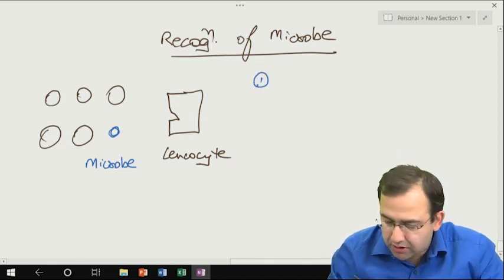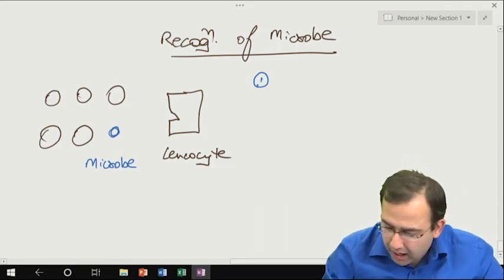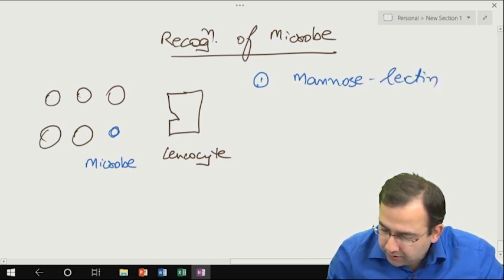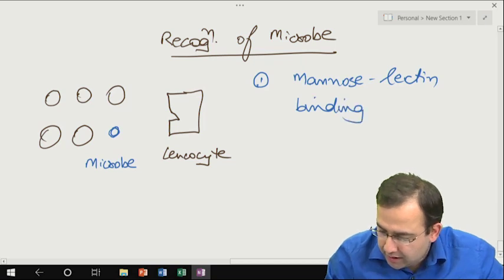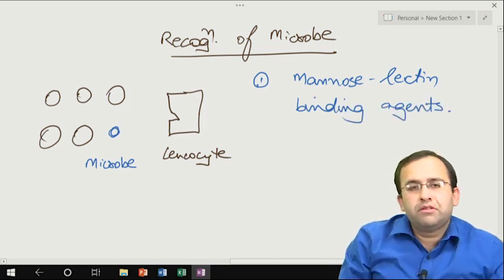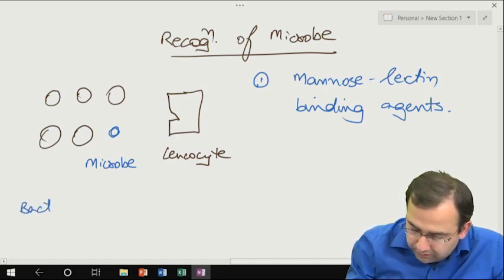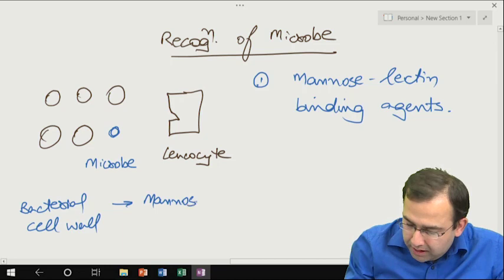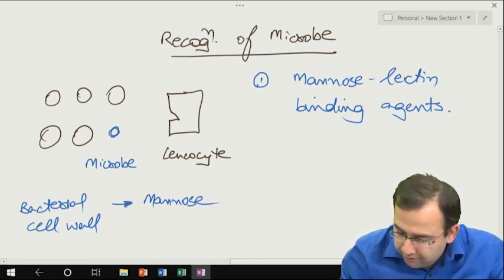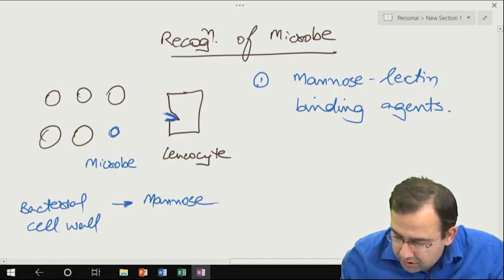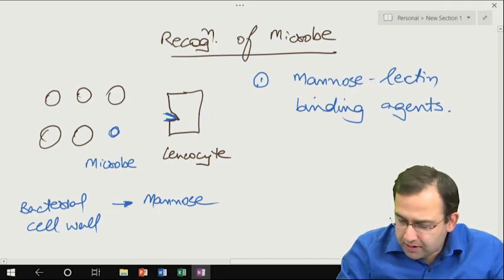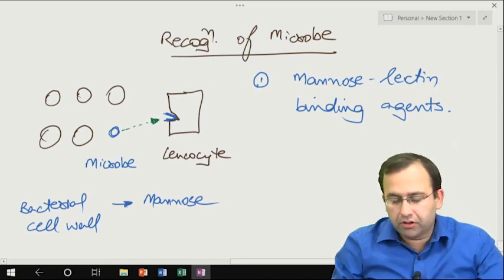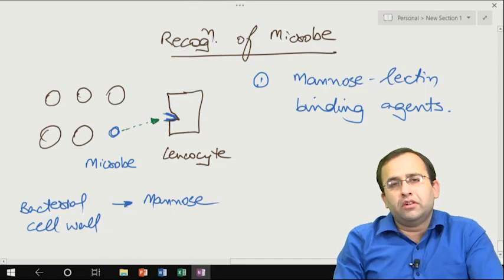The first recognition receptor are the mannose lectin binding agents. What do we mean by this? This means that the bacterial cell wall has mannose on it, whereas leukocytes have mannose binding receptors. So this mannose of the bacterial cell wall goes and binds to the mannose binding receptor. So the leukocyte will know that this is bacteria.